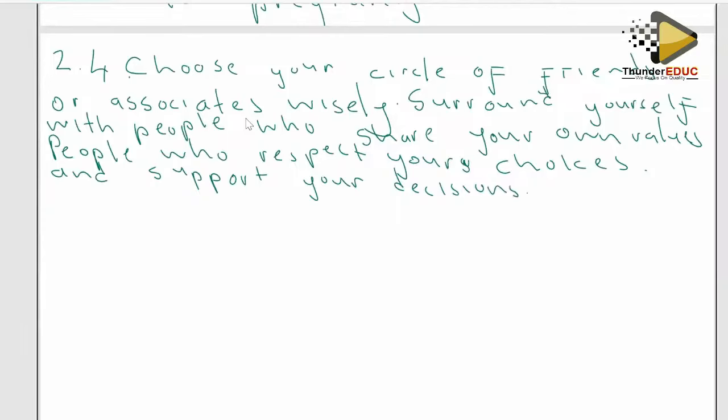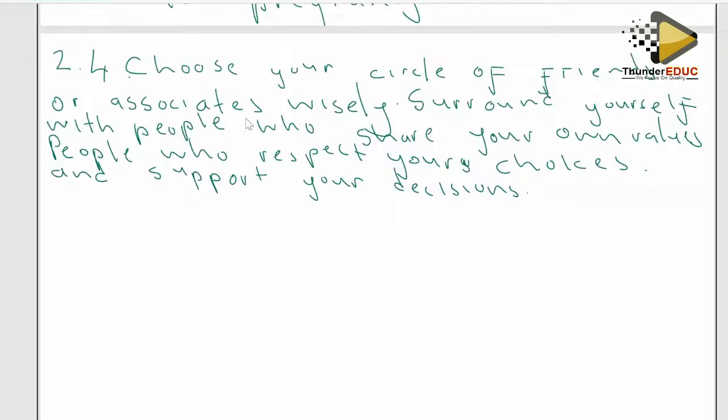All right. So instead of surrounding yourself with people who might give you negative pressure, try to surround yourself with people who respect your decisions, who support your choices, who are positive. They also share your own values. That will help you a lot.